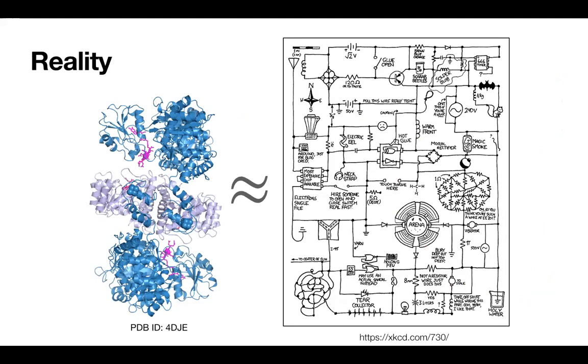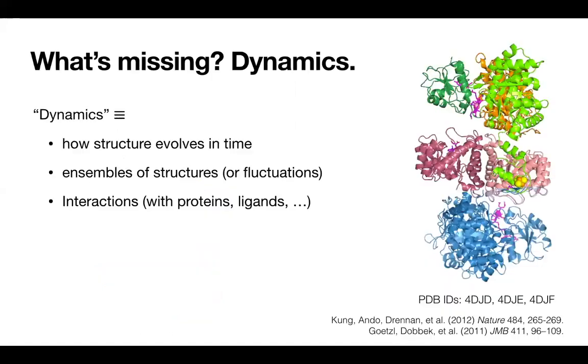It's more like this XKCD cartoon, where you have just complication everywhere, and you don't know where to focus your attention. You might spend your whole career studying this resistor network, for example, but really this is just an incidental feature of the protein structure, and it's some other piece that's really important. So this is kind of the reality.